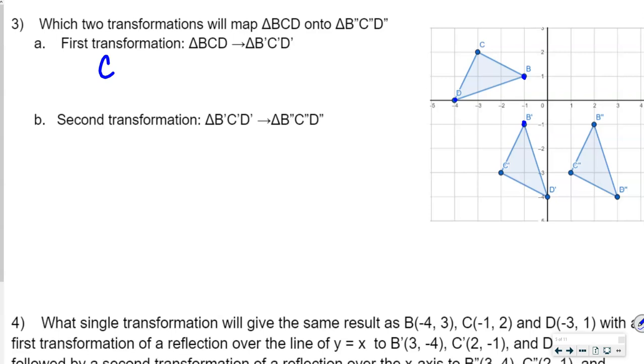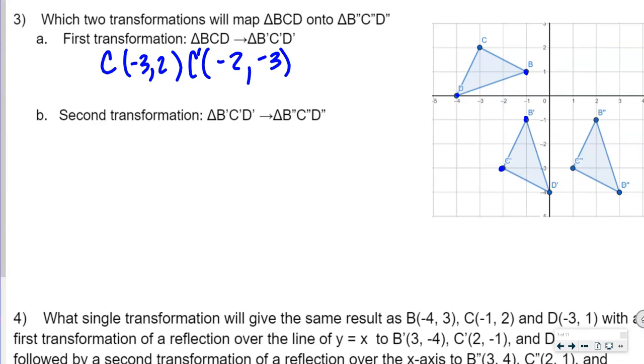C was -3, 2. And then I'm going to look at my C prime down here. C prime was -2, -3. Let's try to work out the rule for that. You should be able to see that these definitely flipped, so it's going to be y comma x. Which one changed signs? The -3 is still -3, but this one changed signs, right? So that's the rule for a 90-degree or 270-degree clockwise rotation. That's our first rule.